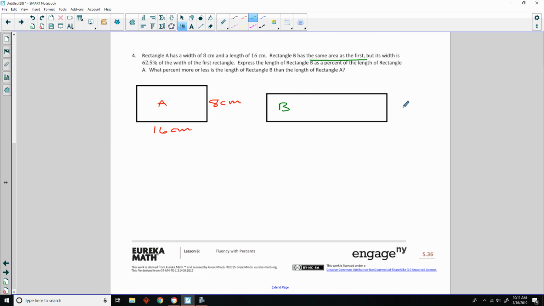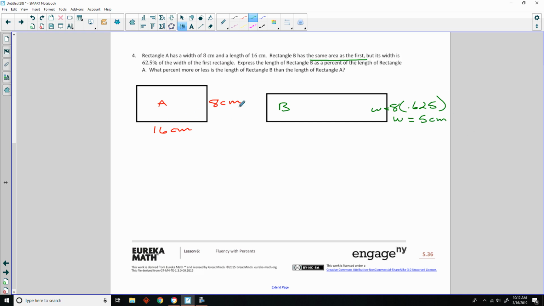So if this is 8 centimeters, this width is 62.5% of 8. So 62.5% is 0.625. So this would be 8 times 0.625. That's what the width would equal in B. The width is 62.5% of 8. Okay, so when I calculate this, the width of B equals 5 centimeters.